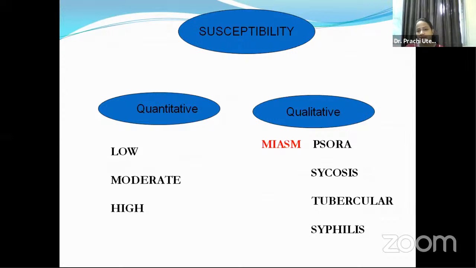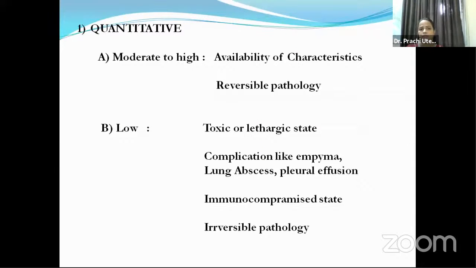And the miasm is usually the qualitative aspect of susceptibility, you can say, covering psora, sycosis, tuberculosis, and syphilis. Now, we see pneumonia per se. Usually there are more characteristic symptoms available and the pathology is reversible. In that case, you usually have a moderate to high susceptibility. And if a child is very toxic, lethargic, in very respiratory distress, a compromised state, if there is irreversible pathology, or complications which have set in after pneumonia, like empyema, lung abscess, in that case the susceptibility would be low.